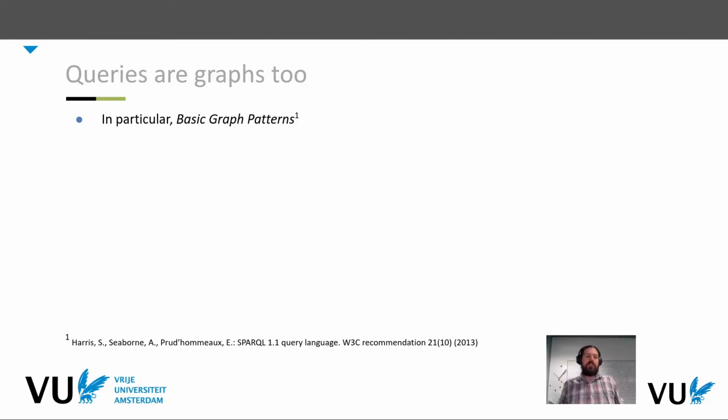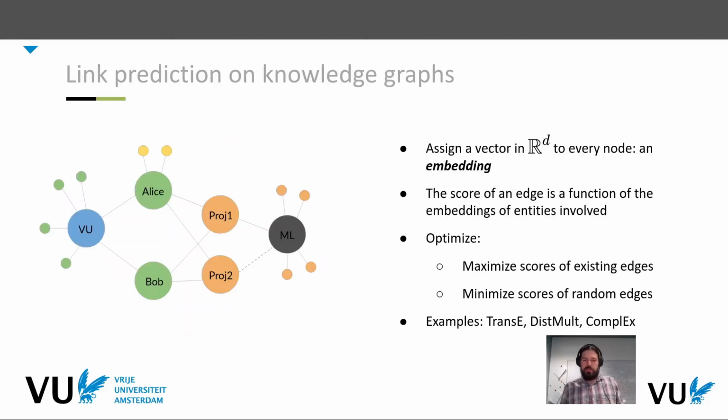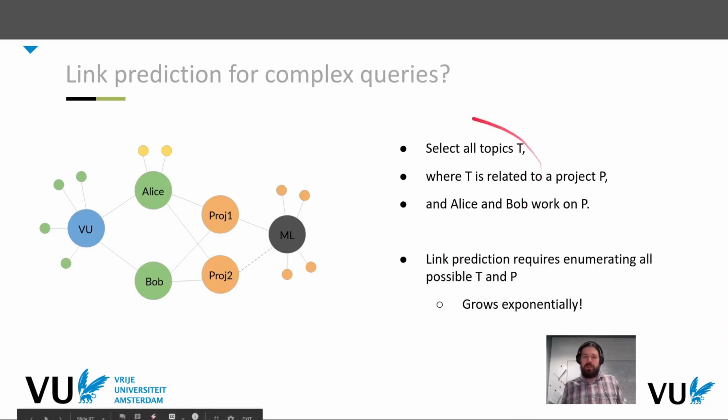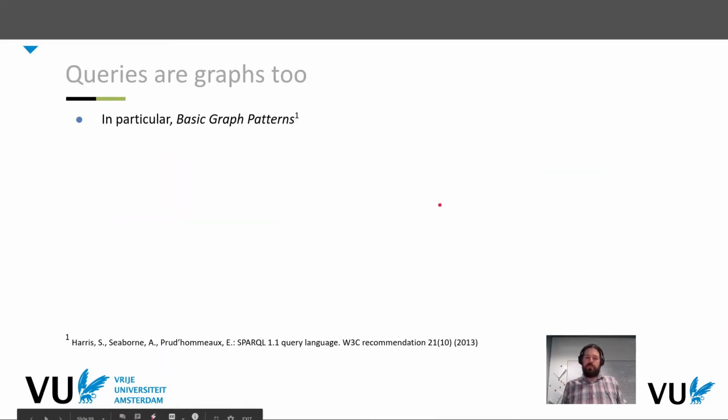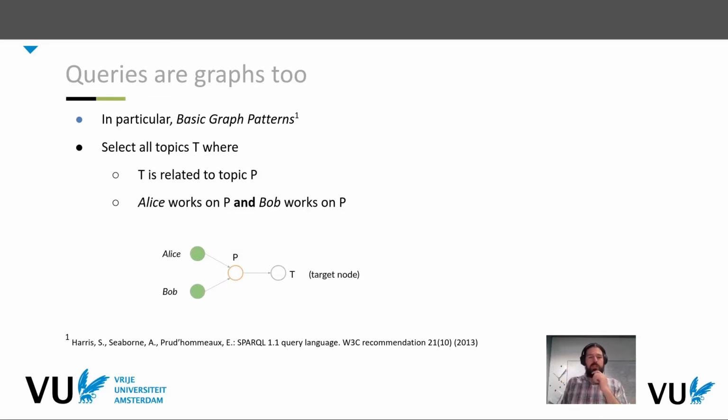Now, the realization for this paper is that when we look at queries, the thing which we had written down at the top here, they are themselves also graphs, right? In particular, if we have what is called a basic graph pattern, a simple type of query, let's try to create such a thing. So we have all the topics T, right? That's what we are looking for. That's our target node, the target variable which we want to solve for. Where T is related to a project P. And okay, I quickly corrected that.